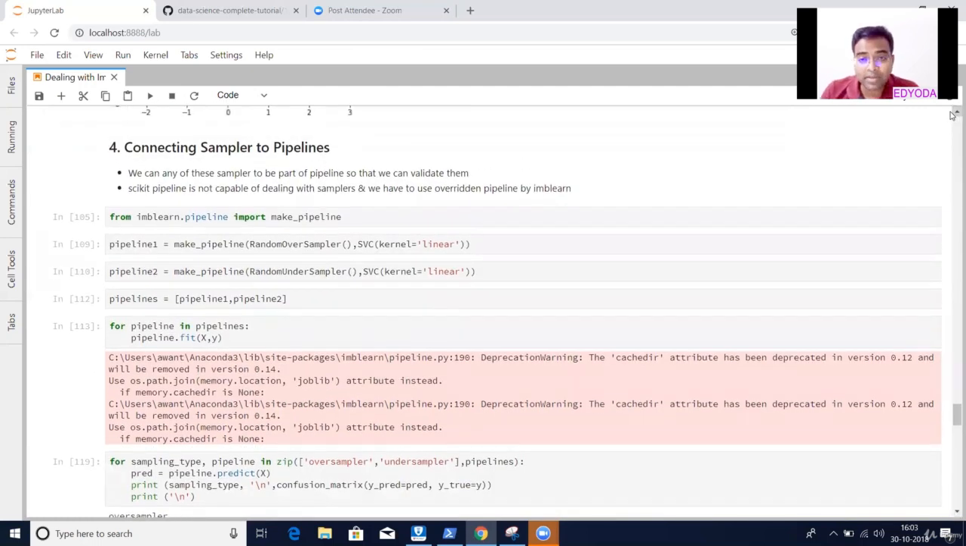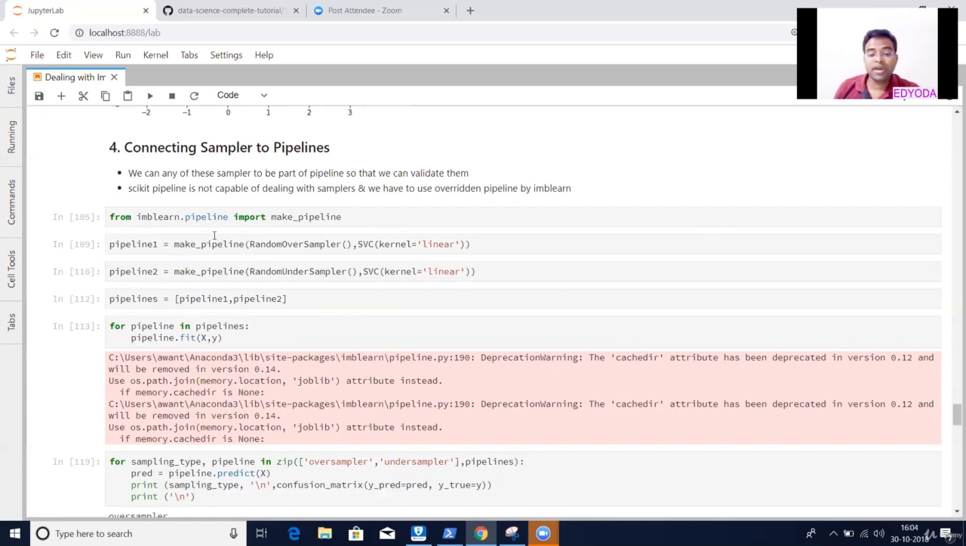Connecting sampler to the pipeline. This is what happens most of the time. If you want to find which sampling technique is working well with the rest of the estimator and pre-processing techniques, you have to put it in a pipeline and validate it. But remember one thing, a regular pipeline does not work with sampling techniques. So you have to make use of make_pipeline, which is present inside imblearn.pipeline.